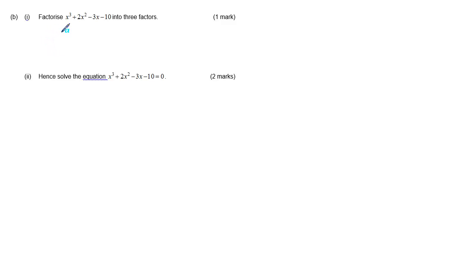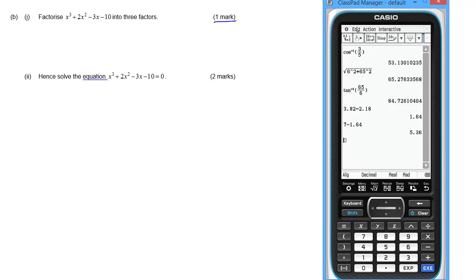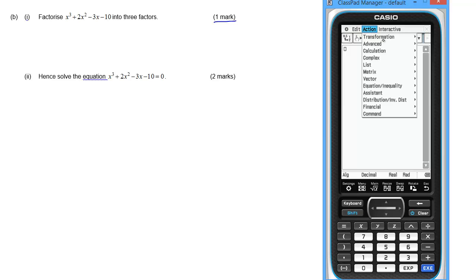We want to factorize x cubed plus 2x squared minus 3x minus 10 into 3 factors. 1 mark, and that means, of course, that we can just simply use the calculator. So let's just clear everything, and then we want a transformation, and we want to factor x cubed plus 2x squared minus 3x minus 10.